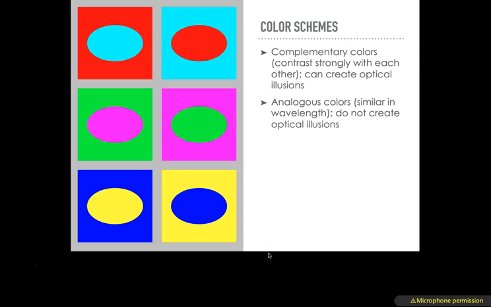There are also color schemes that artists use to communicate with us. There are complementary colors. Note the spelling there with the E in the middle. These contrast sharply with each other. Complementary colors can create optical illusions. You can kind of see if you stare long enough at this graphic on the left, the colors kind of jiggle and jump out at you. That's because they're complementary. Analogous colors are similar in wavelength if you're talking about physics, and they do not create optical illusions.